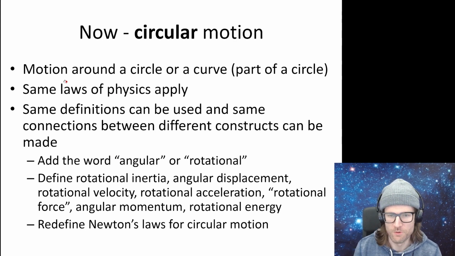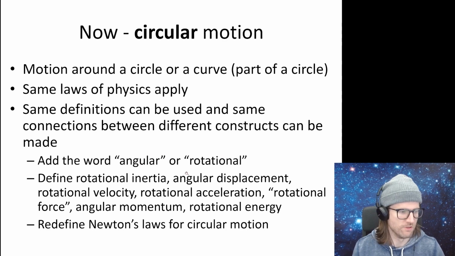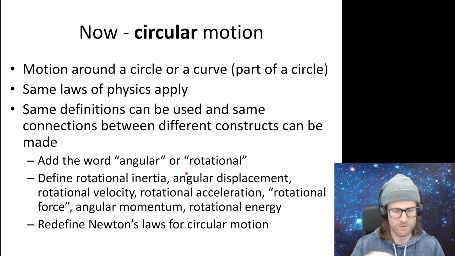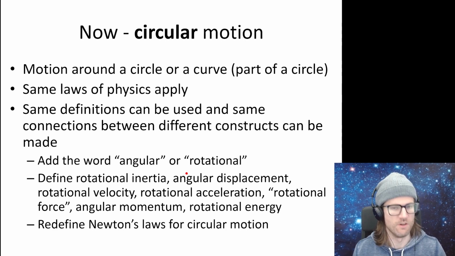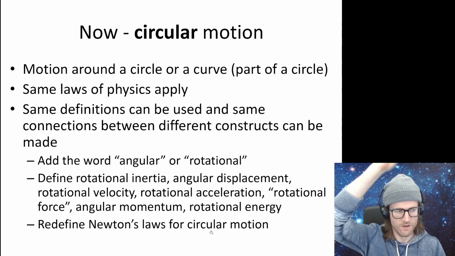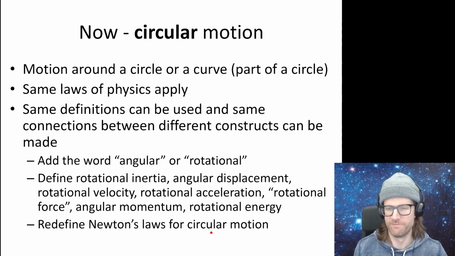Okay, so what is circular motion? It's motion around a circle or a curve. The same laws of physics apply, and the same definitions can be used. So we'll add the word angular or rotational to a lot of words like inertia, rotational inertia, angular displacement, rotational velocity, rotational acceleration. All of these will be the same. And we can redefine Newton's laws for circular motion. If we understand our laws from linear motion, regular Newton's laws, they transfer over.